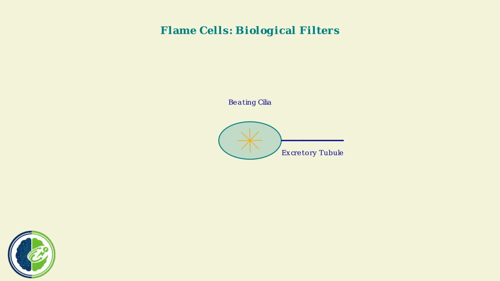Watch how the cilia beat rhythmically, creating a current that draws waste materials into the tubule. This beating motion is what gives flame cells their distinctive name. They flicker like tiny flames under the microscope. Time for some practice.